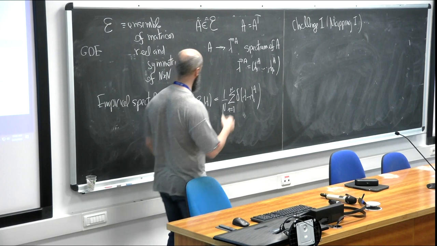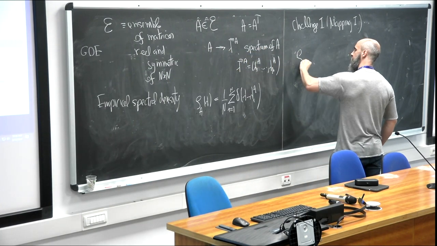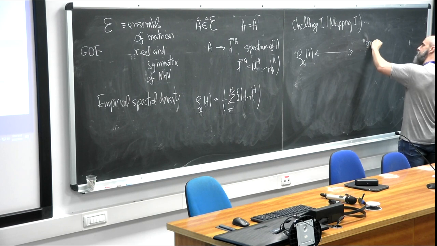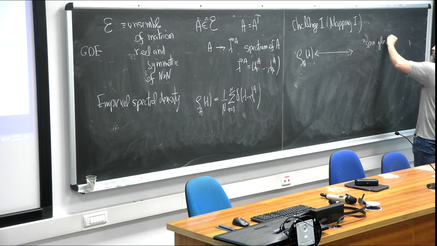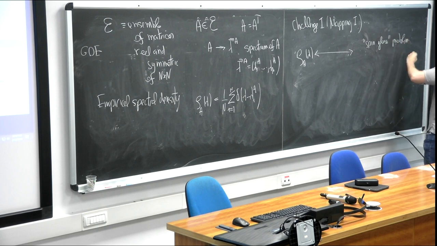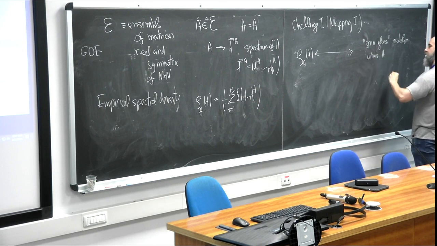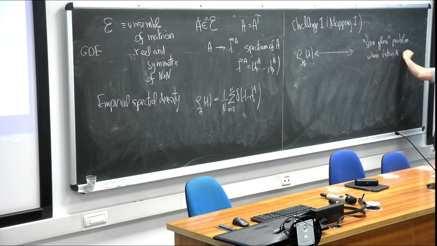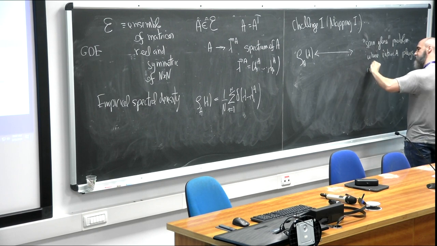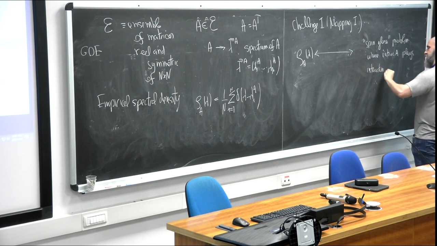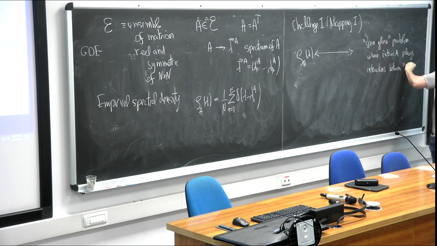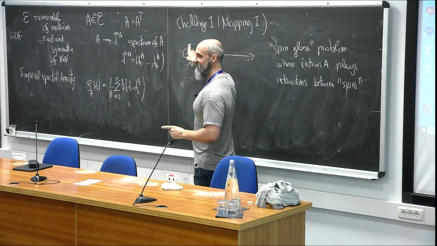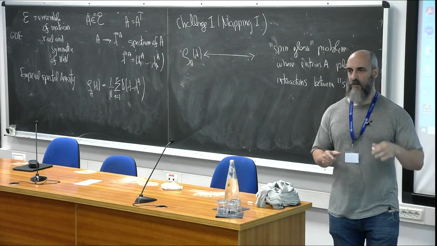Okay, very good. So what is the challenge? The challenge is to show that this can be related to, let's put it like this, a spin glass problem, where the entries of A play the role of interactions between spins, between quotation marks, right? And more precisely, the spectral density is related to somehow the expectation value of a local observable, right?